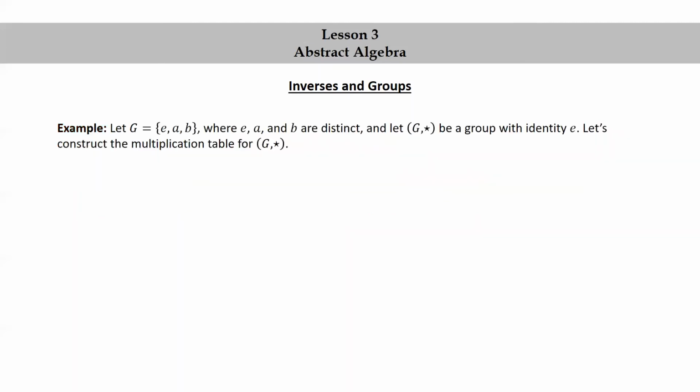Let's look at another example. Let G be the set consisting of E, A, and B, where E, A, and B are distinct, and let G star be a group with identity E. Let's construct the multiplication table for G star.